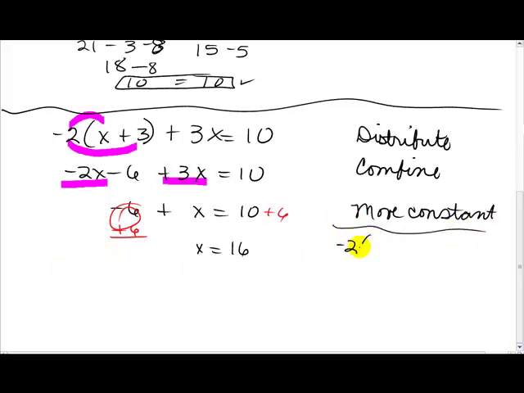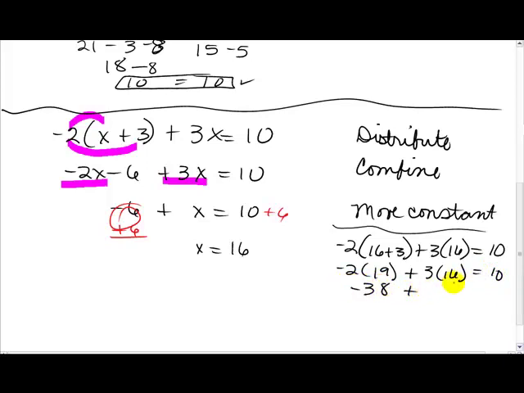We've got negative 2 times 16 plus 3 times 16 equals 10. That's 19. So now we'll multiply. That's negative 38 plus, let's see, that's 48. That's 10, and that equals 10. So then we can be certain that our 16 is correct.